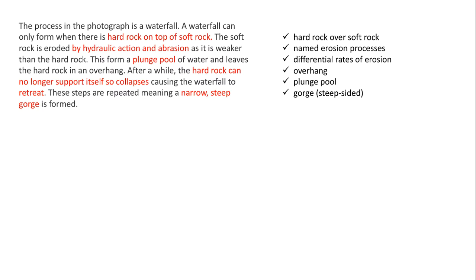Got another great answer here, a bit more condensed, but got all the key information in. Again, just pause me while you read it before I rush ahead. Right, again, we've got that distinction between the hard rock on top of the soft rock. Great, we've named the processes of erosion. We've named the fact that it's got a plunge pool. The hard rock collapses. The only bit that we've missed here is that the soft rock is eroded underneath, leaving the hard rock. Oh no, we've got it. Look, we've got it there. The hard rock overhangs. So we've got the fact that the hard rock is overhanging. We've got the fact that the hard rock then collapses. And again, we're describing the gorge that's formed at the end. Awesome geography.